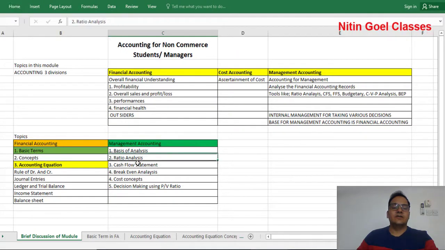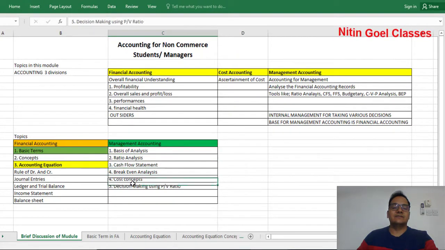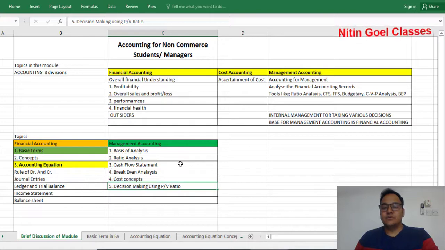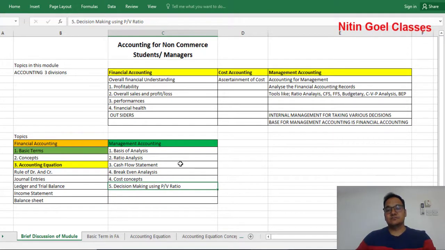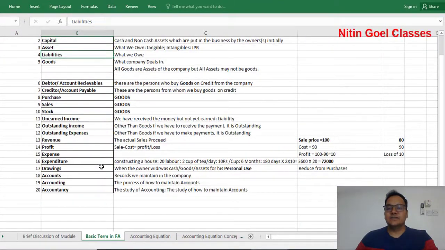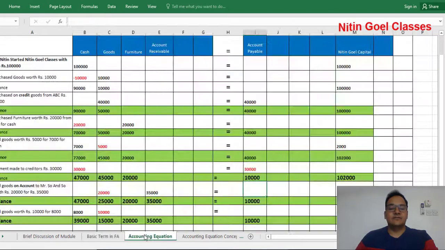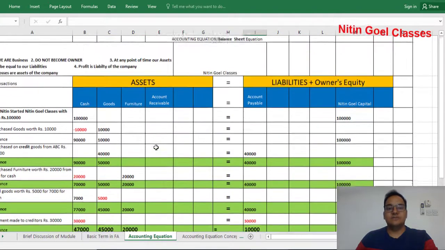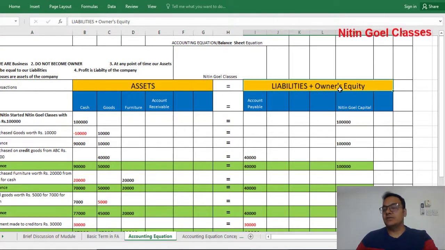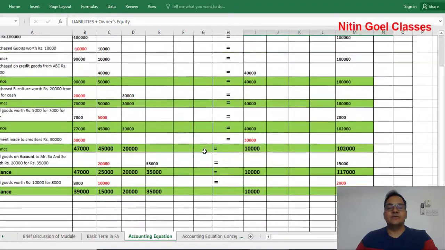There will be around 5 topics in management accounting and almost 8 topics in financial accounting. So it's not going to be a short journey. You have to have patience, because you have to learn a lot. Then we discussed the basic terms in accounting. I hope these are very clear to you. And then we discussed the accounting equation with an example. What is the meaning of accounting equation? Certain key points. And after that we discussed assets and liabilities and owner equity and the impact of different transactions.